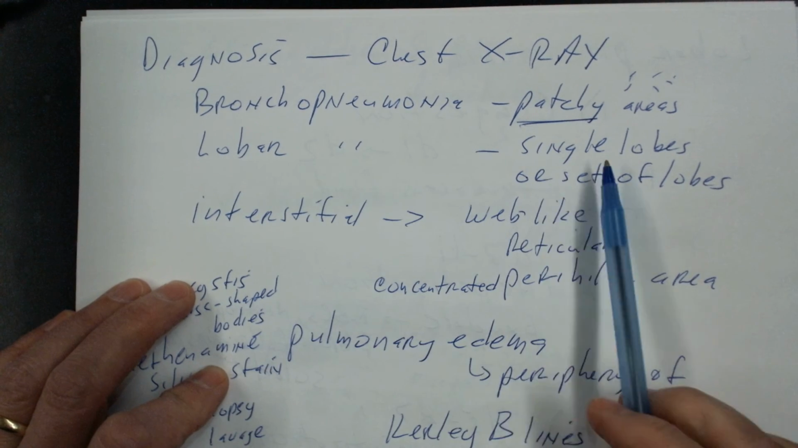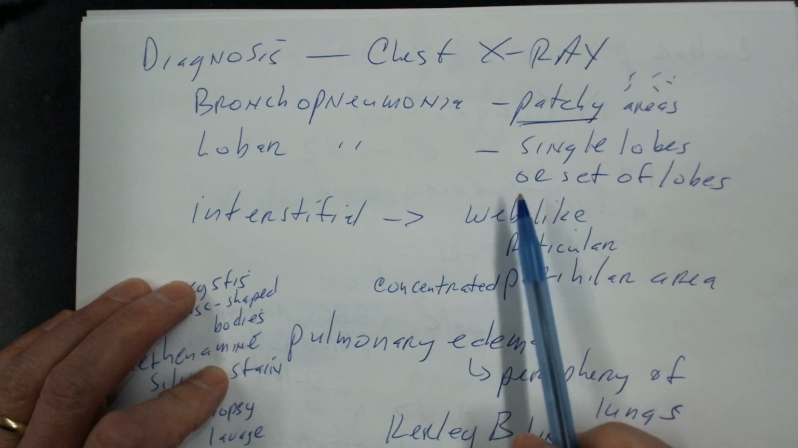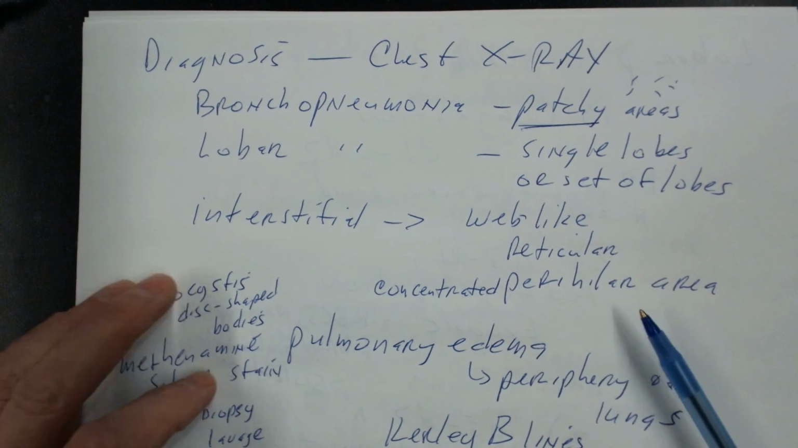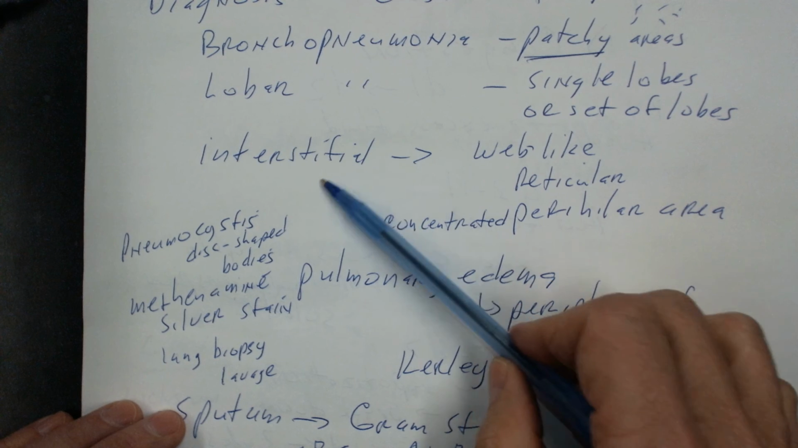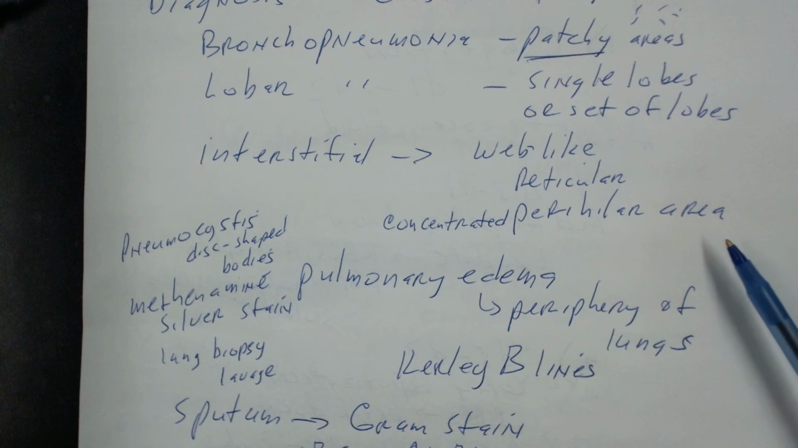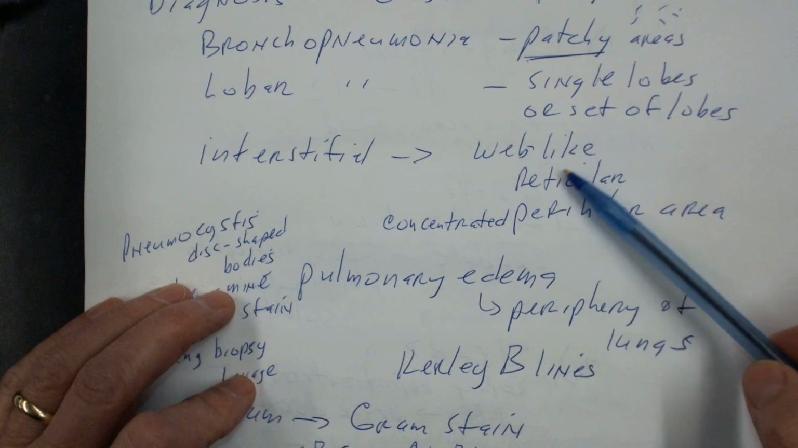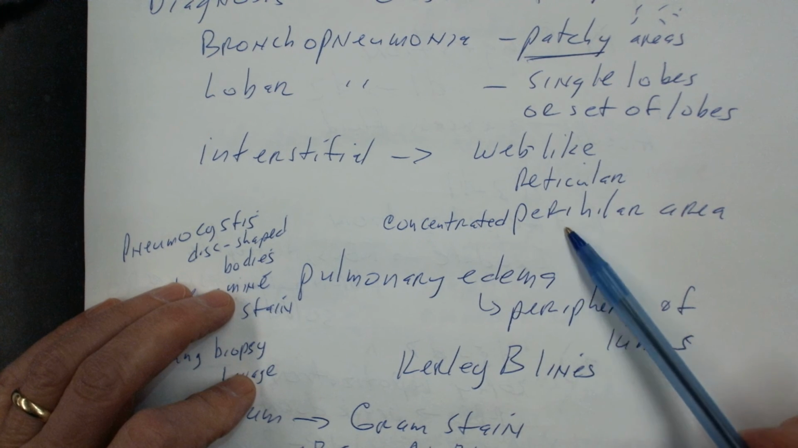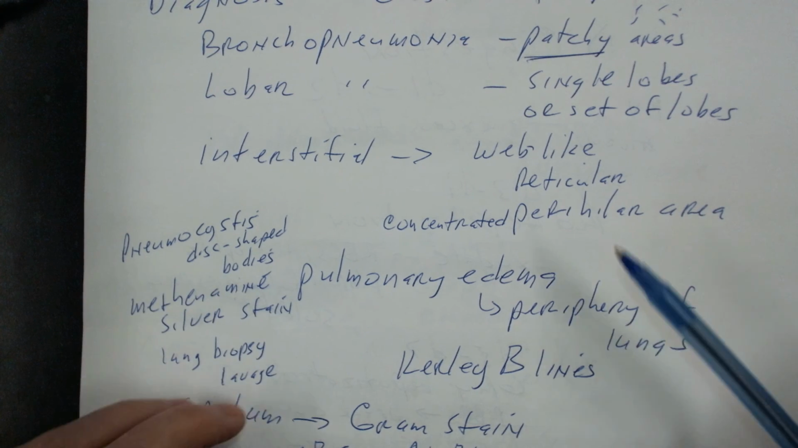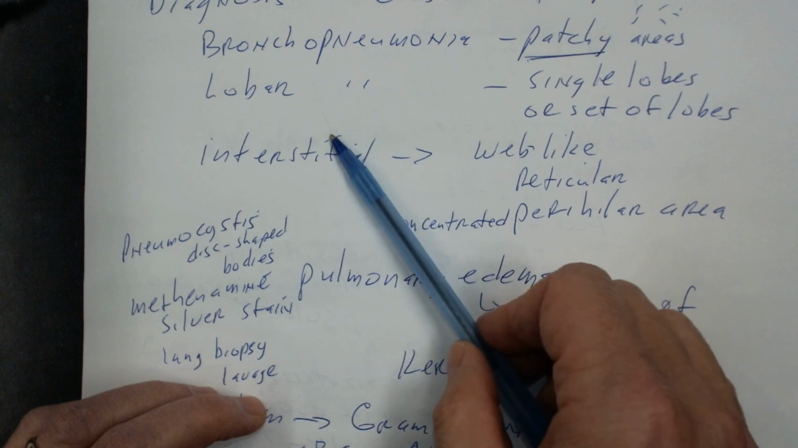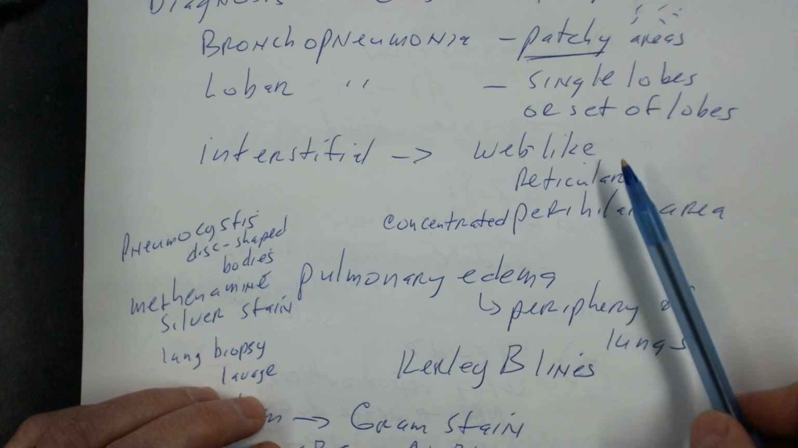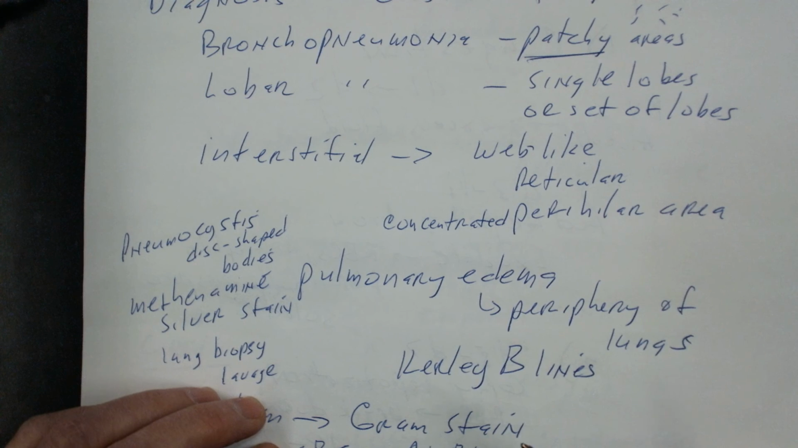With lobar pneumonia, you have single lobes or sets of lobes that show consolidation. With interstitial pneumonia, you have a web-like or reticular appearance, and it's concentrated in the perihilar area of the lung, interestingly. This can be easy to miss, although trained radiologists can easily see this. But if you don't know what you're looking for, this can be easy to miss.